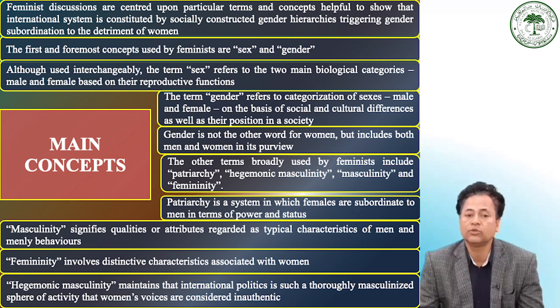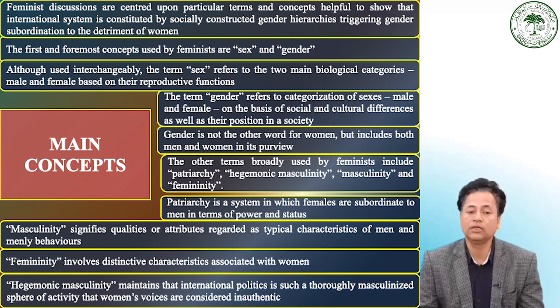The first and foremost concepts used by the feminists are sex and gender. Although used interchangeably, the term sex refers to the two main biological categories, male and female, based on their reproductive function. So if you want to understand the difference between sex and gender, sex refers to the biological differences between male and female, and this biological difference is understood in terms of their reproductive functions.